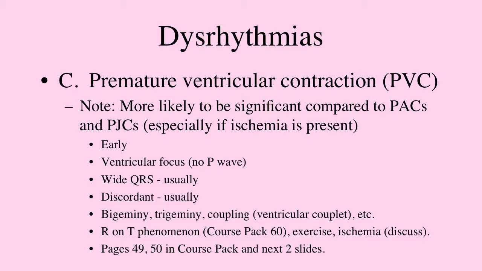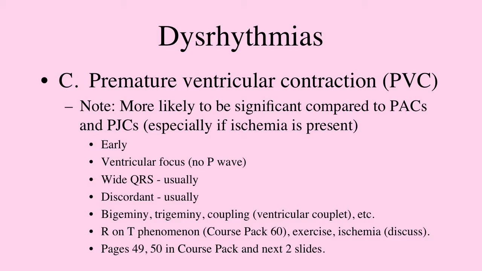So PVCs can sometimes be fairly normal, but if they hit on the T wave, they can cause something that's very bad. You want to look for that. If they increase with exercise, that's generally bad too. If they are present with ischemia, that's usually bad too. So PVCs should be watched a little more carefully than PACs or PJCs.